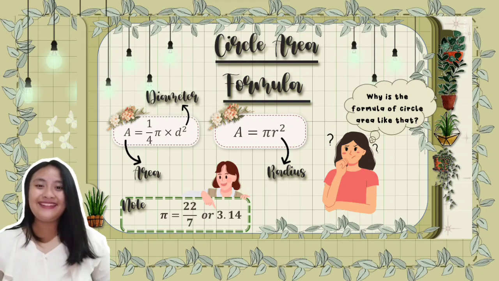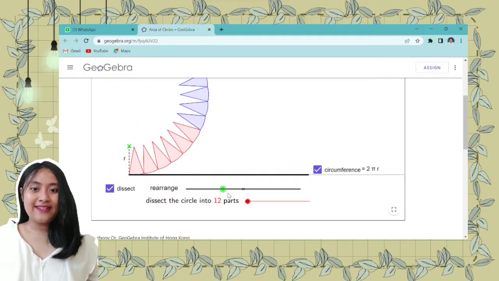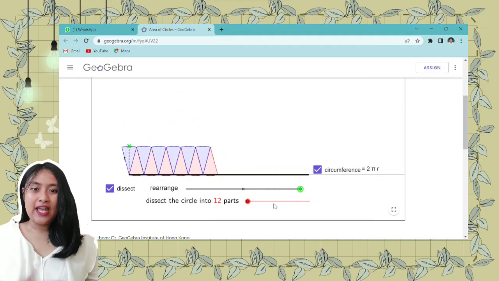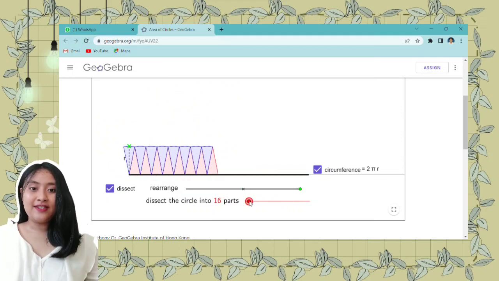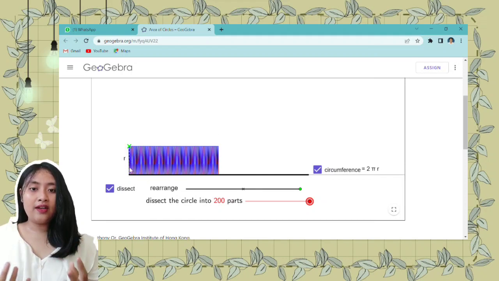To know about that, let's see this illustration. We can rearrange the circle like this. If we divide the circle into 200 parts or more, we can see the circle becomes a rectangle. And as we know, the area of a rectangle is length times height.